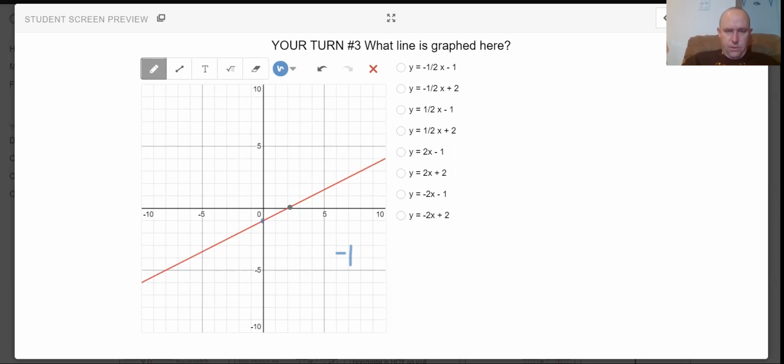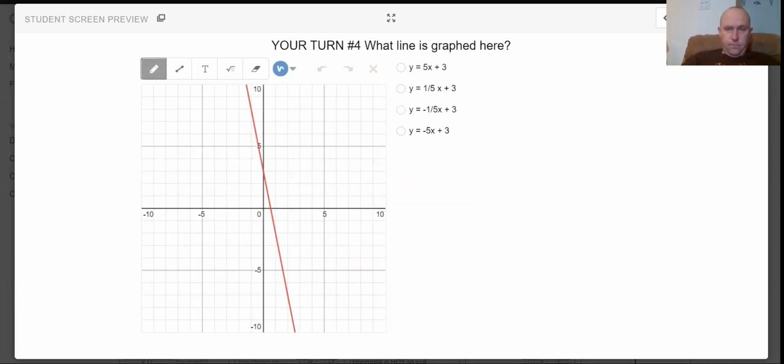Is it up 1 and across 2? Yes, it is. It gets back to the line there. So we know straight away that it is 1/2 x minus 1. And I'm going to select this one. If we thought it was 2, remember 2 is 2 over 1. So that would be up 2, right 1. And you can see that's not on the line at this point here. So it wouldn't be that answer.